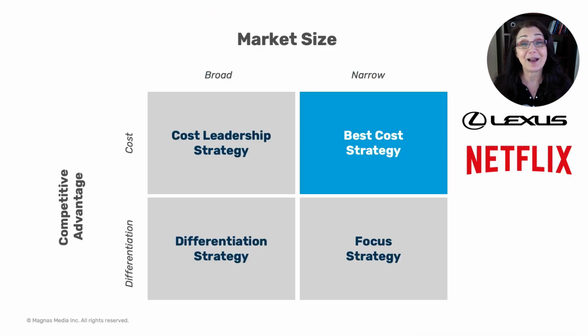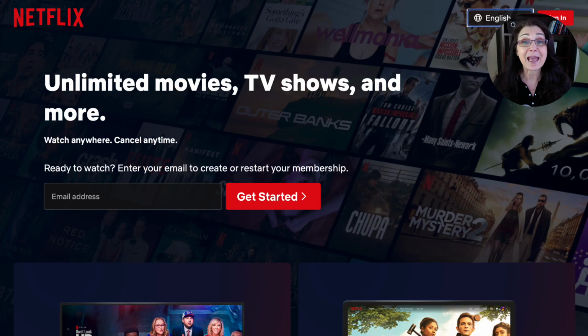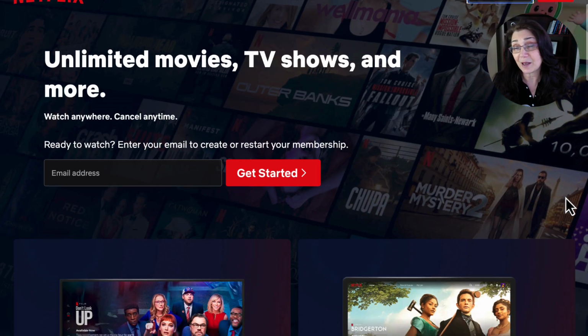So that's when you're providing the best cost, but for a narrow market. So think of companies like Netflix. Now, Netflix is not like IKEA. They don't have multiple products. They just have one specific solution. They're a streaming business. So if you're going to Netflix, you're there to watch a series or a movie. And it's the best cost because you're paying a low monthly fee.